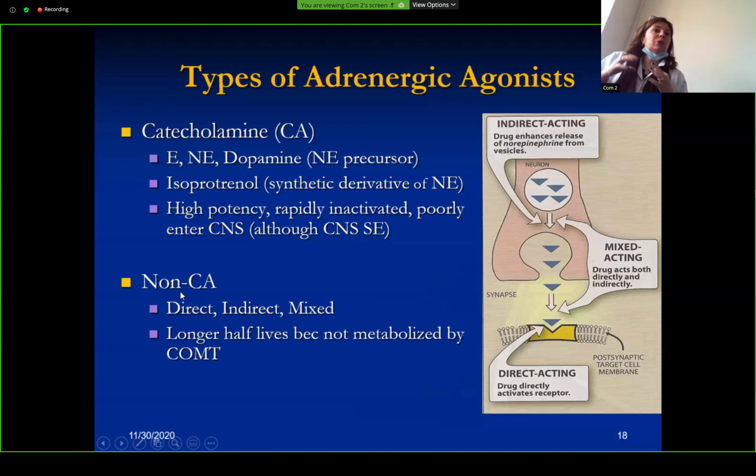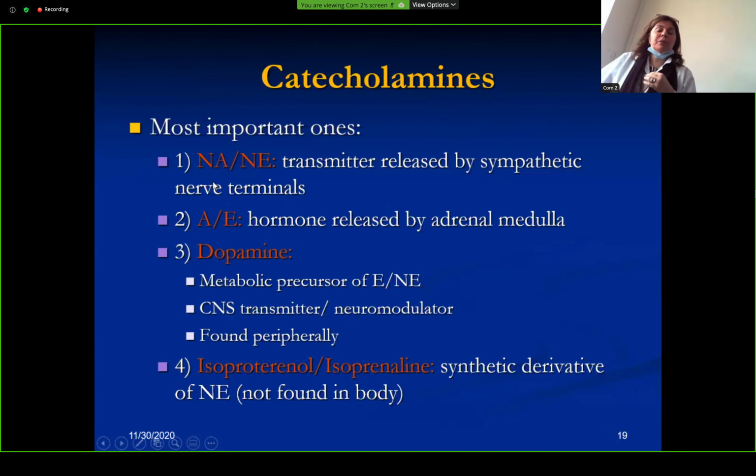Non-catecholamines are structurally related to the catechol. Direct, indirect, or mixed, they have a longer half-life because they are not metabolized. Now, the catecholamines, the most important ones: remember, noradrenaline or norepinephrine is the transmitter released by what? Sympathetic nerve terminals. Adrenaline is the hormone released by what? The adrenal medulla. Dopamine is the metabolic precursor of what? Epinephrine, or CNS. You can find it in the CNS as a neurotransmitter. It's also a neuromodulator, and it's also found in the periphery. Isoproterenol, or isoprenaline, is a synthetic derivative. It's not found naturally; we don't have isoprenaline.